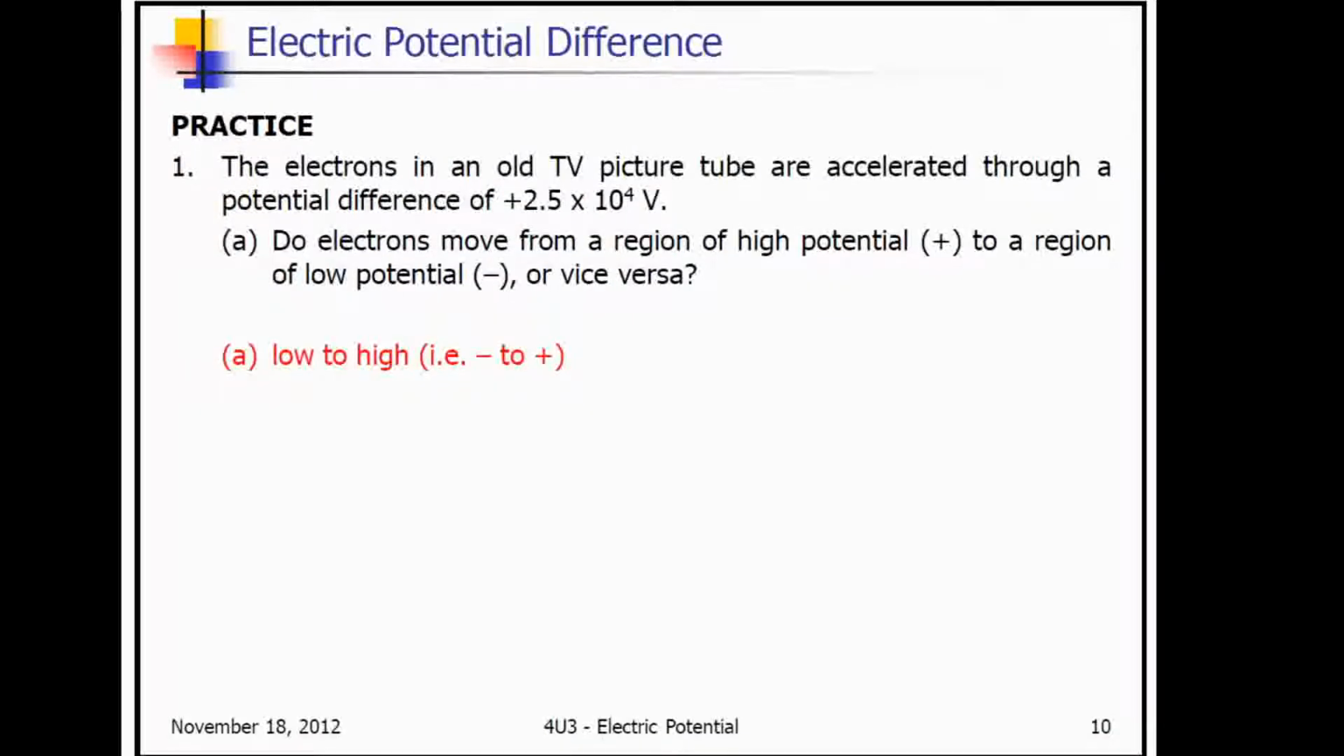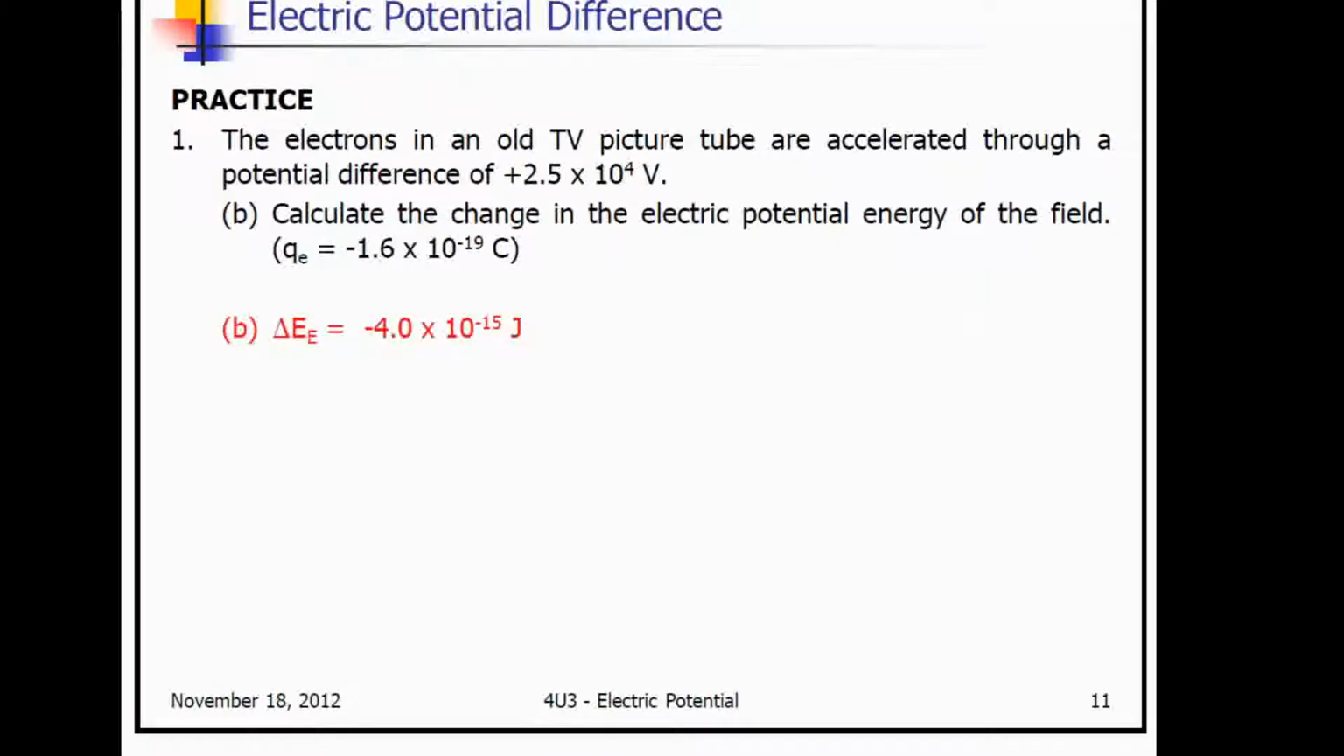So let's read this problem. It says the electrons in an old TV picture tube are accelerated through a potential difference of 2.5 times 10 to the 4 volts. Do electrons move from a region of high potential to a region of low potential, or vice versa? So the electrons always move from the negative to the positive.